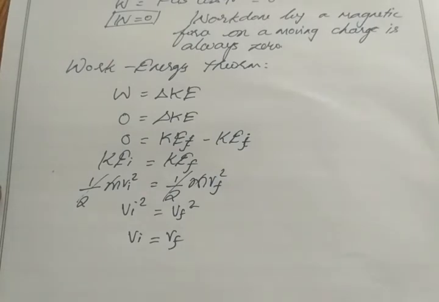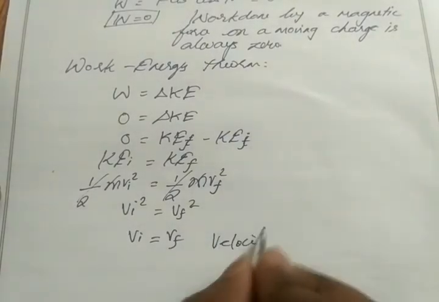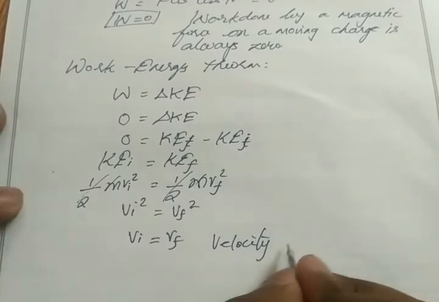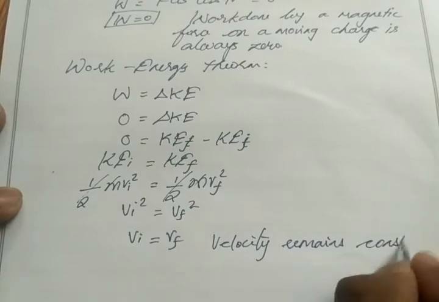If a charge moves in a magnetic field, the initial velocity of that moving charge will be equal to the final velocity of that moving charge. So both should be equal. By this we can say velocity remains constant in the magnetic field for a moving charge. Velocity remains constant.